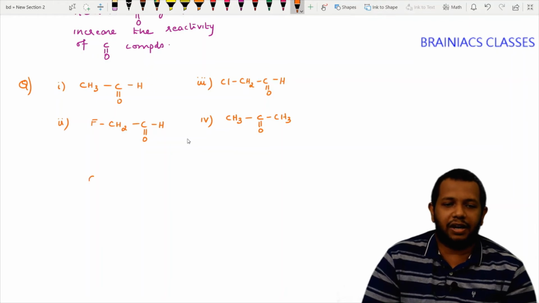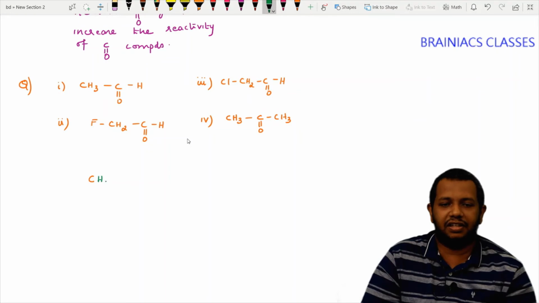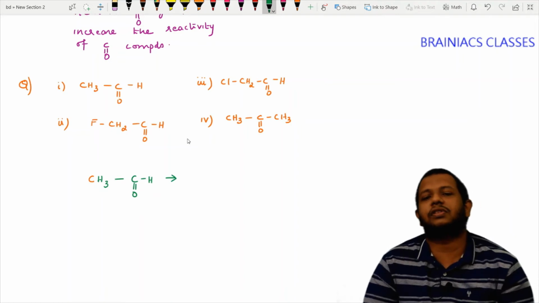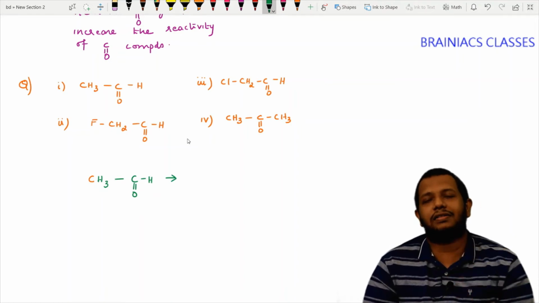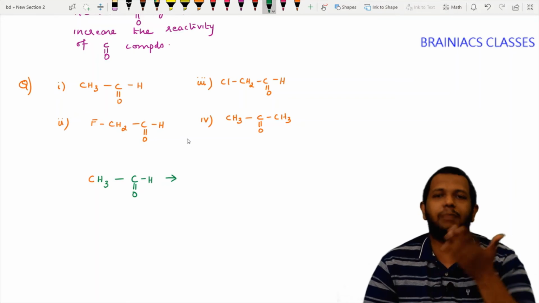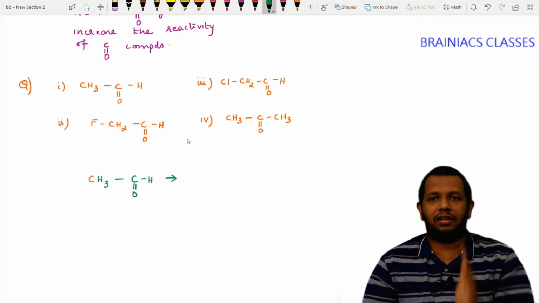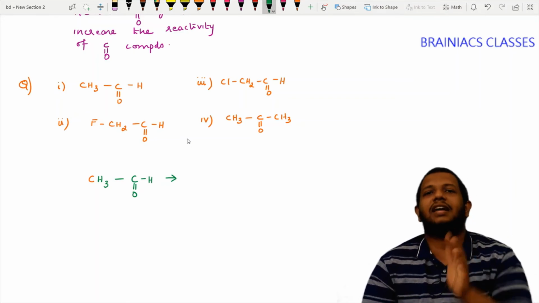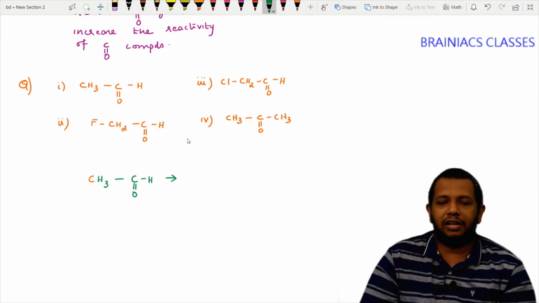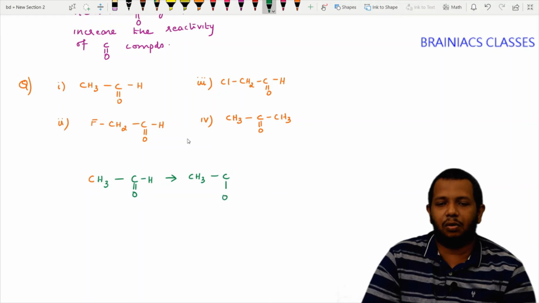So the first one I am taking is acetaldehyde, CH3, C double bond O H. If you are doing it initially, what is the first step you are expected to do? Polarize the carbonyl group, because every time it will be C double bond O, again it is polarizing, again it will form the double bond, it keeps on changing like that. So let's polarize that: CH3, then C, O minus, and this will become positive charge, and this is hydrogen.